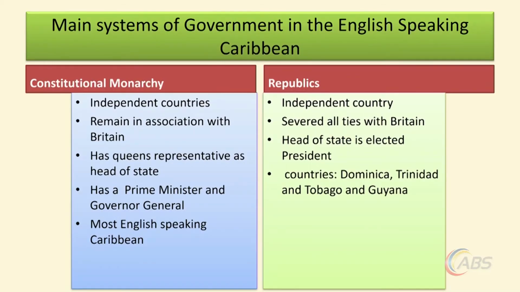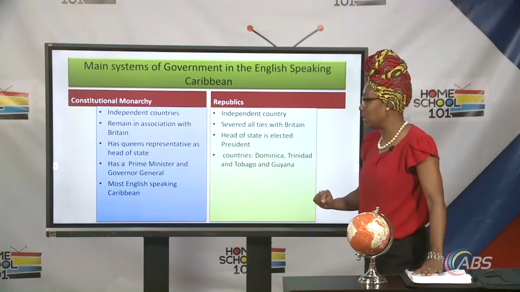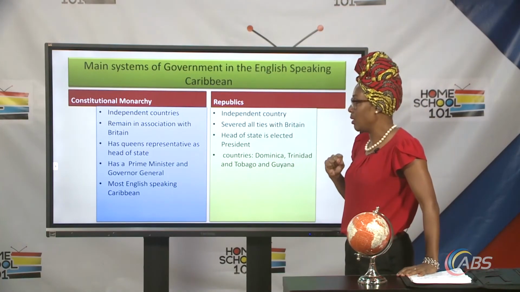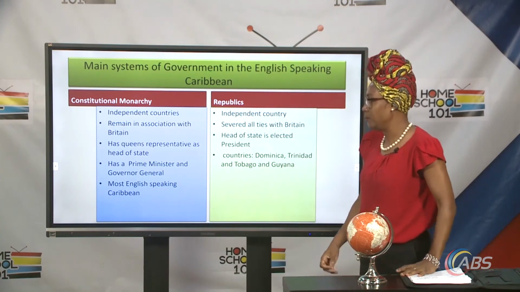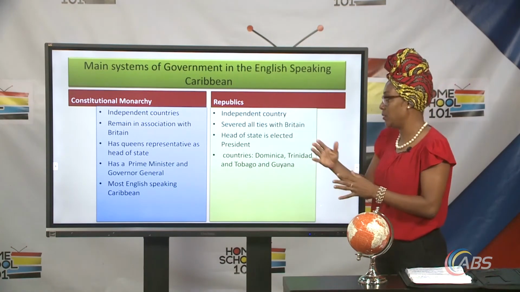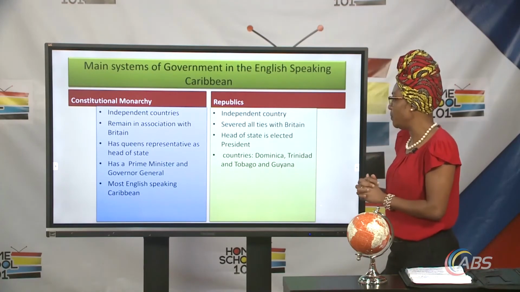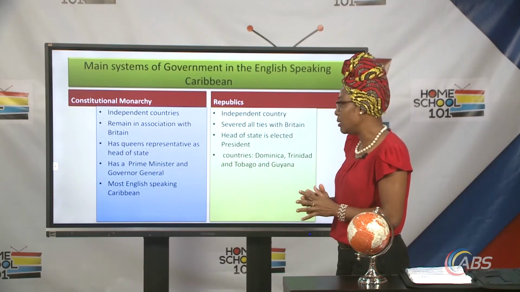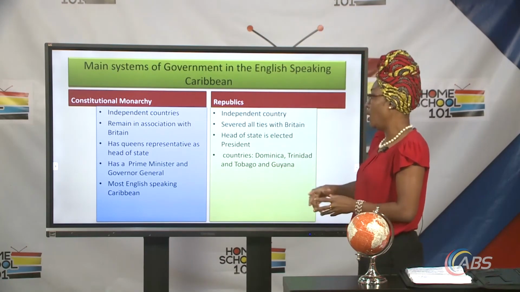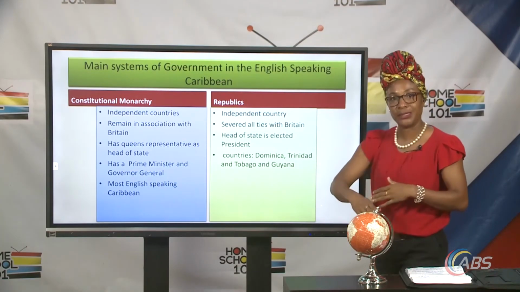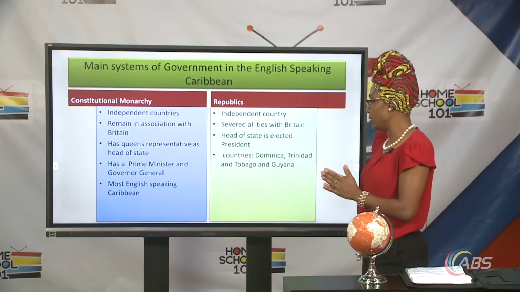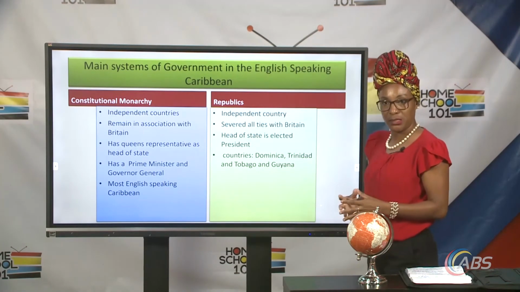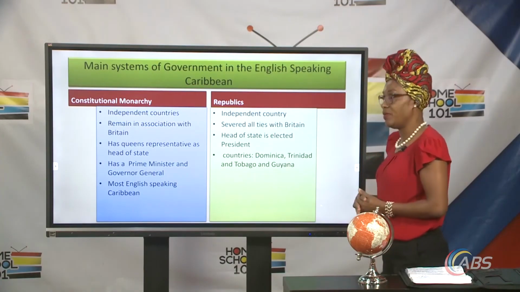Again, students, the Caribbean is governed by two major systems: constitutional monarchy and the republics. Under both, the countries are independent. However, within the monarchy, the countries remain in association with Britain, whilst the republics have already severed their ties with Britain. Within the monarchy, the queen still represents their state. On the other side, they are represented by a president.